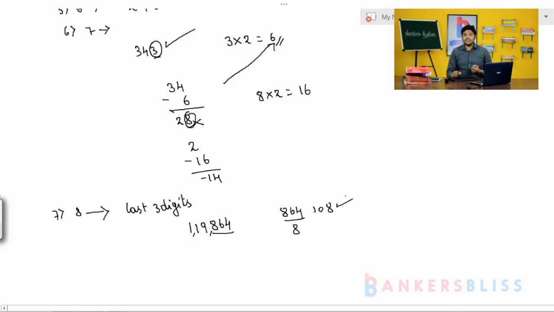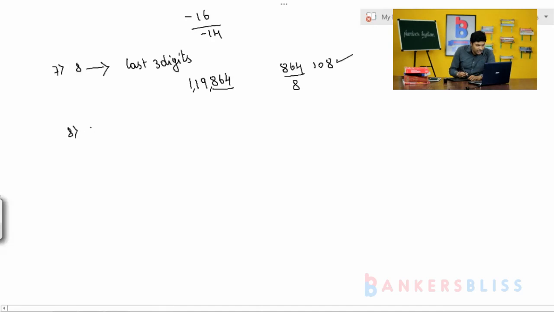So, for the test of divisibility for 8, you have to consider the last 3 digits of the given number and check whether the last 3 digits are divisible by 8 or not. Next, test of divisibility for 9.